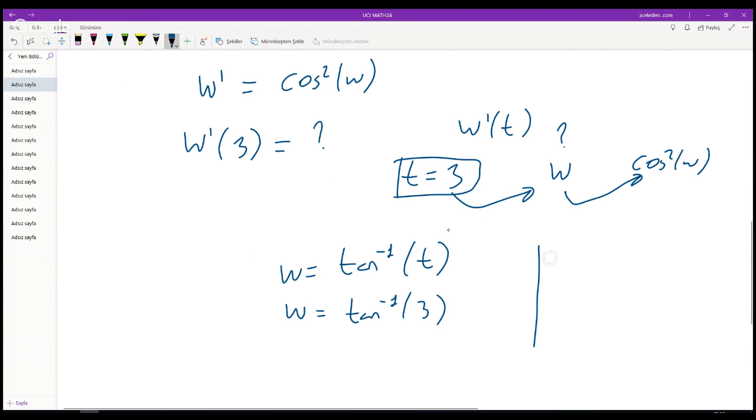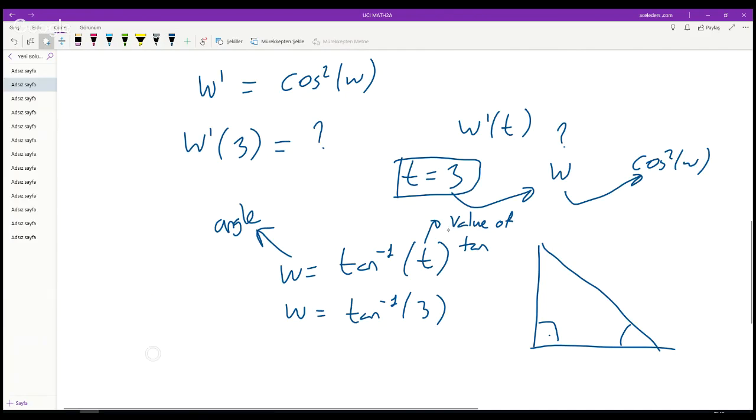Then, just draw a triangle. And here, when you have w equals tangent inverse t, then w is the angle, and t is the value of the tangent. Okay, because remember, tangent w equals t was our conclusion, right? Then w is the angle, okay? And t is the value of the tangent. So I have t equals 3, which means that the value of the tangent is 3.